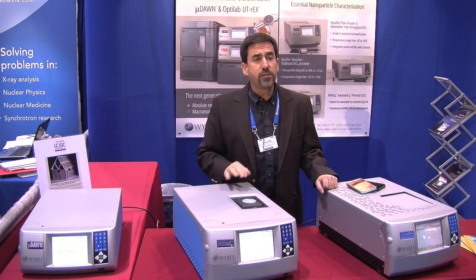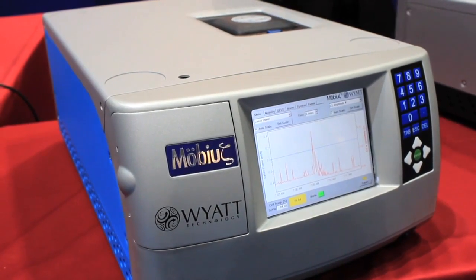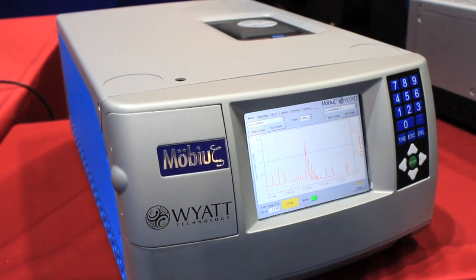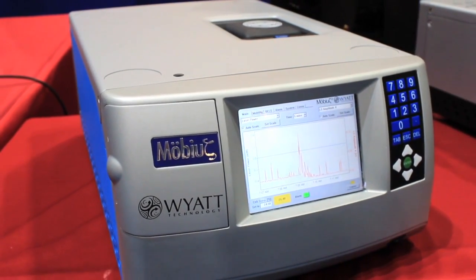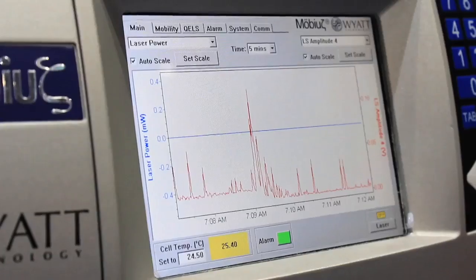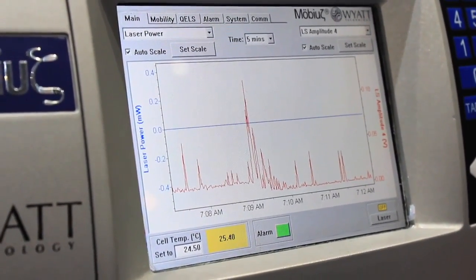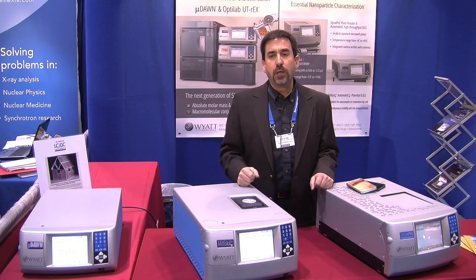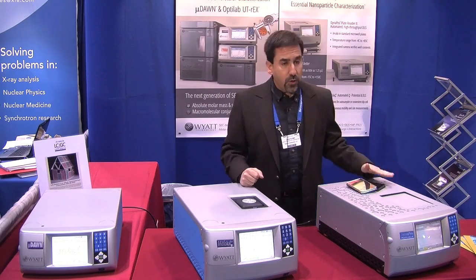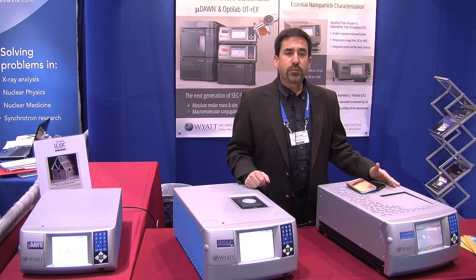Another product that we have that uses light scattering is the Mobius. The Mobius measures charge using light scattering. We do that via electrophoretic mobility combined with dynamic light scattering. The electrophoretic mobility gives us the electrical properties. We combine that with dynamic light scattering, which gives us a measure of the size of the particle. And when you combine that information, you can actually determine the zeta potential of the nanoparticle or the molecular charge of the protein.